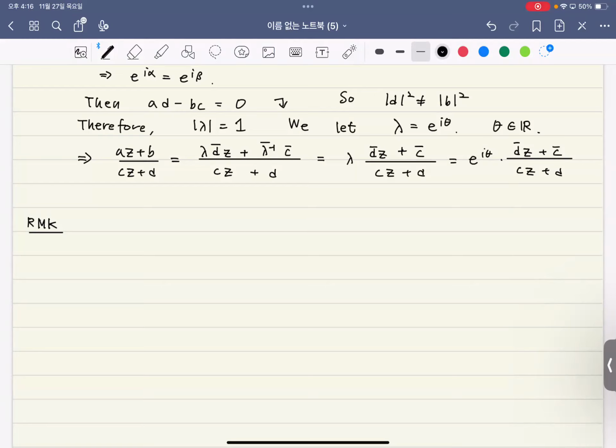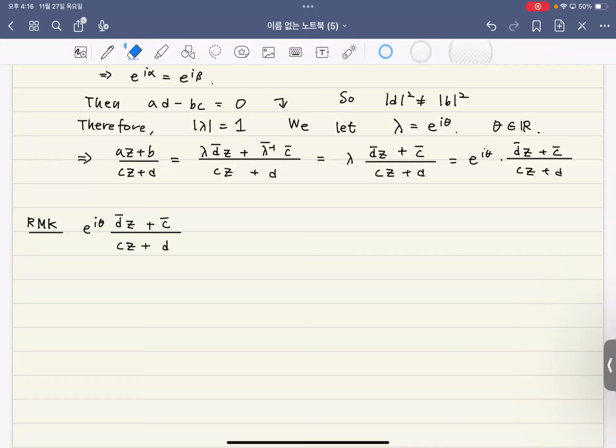And from time to time, you can actually rephrase these linear fractional transformations like this. This is a linear fractional transformation that maps the unit circle to the unit circle.